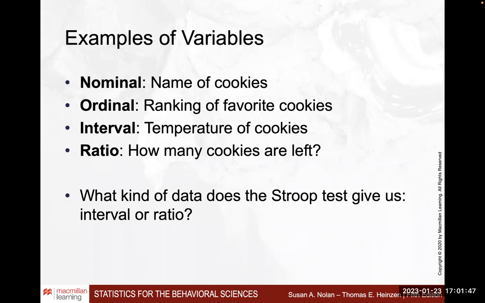And now the ratio, that is basically where you have the categorical variable of the name of the cookies and how many cookies are left for each individual cookie type. That is your ratio variable. And this is where the meaningful zero kicks in, because if you have 0 cookies, you have no cookies. You can't have negative cookies, except for when you take a cookie loan. But that is not an example. So you basically have a meaningful 0 that defines this as a ratio variable.